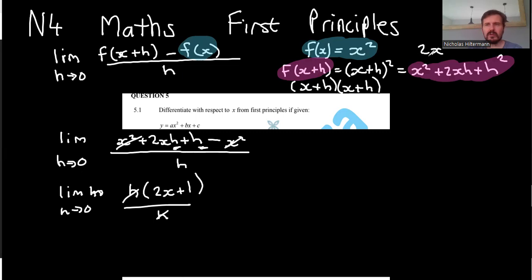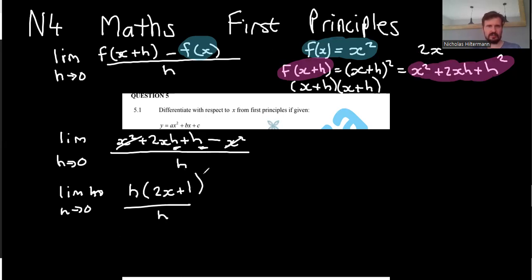where did the one come from? Do we need the one? Oh, sorry, this is h squared. And so this isn't plus 1, this is plus h. Yes, I replace my h with a 0. So that becomes a 0, and so I just end up with 2x, which is my derivative, 2x. So we get to 2x just a long-winded way.